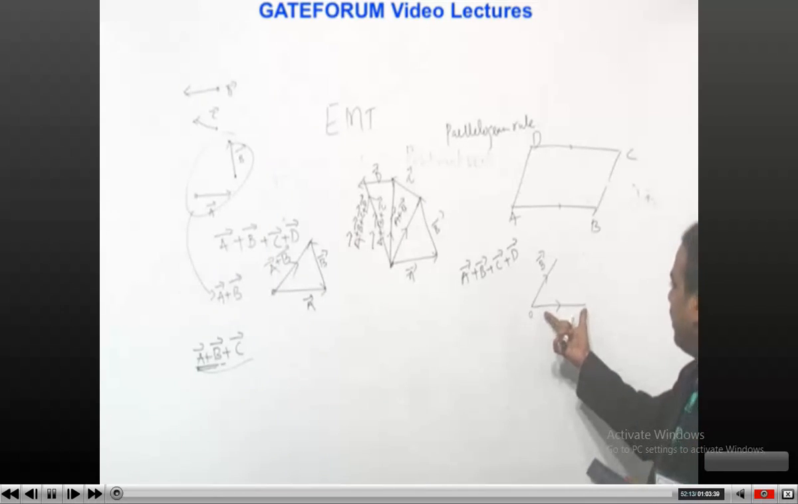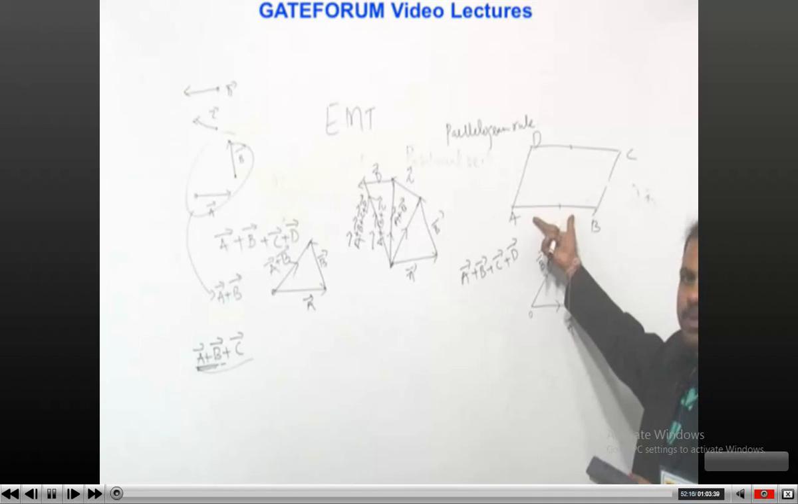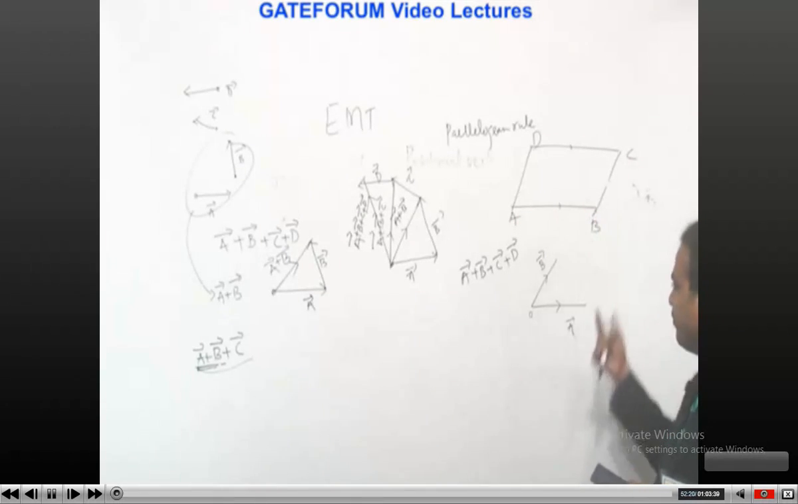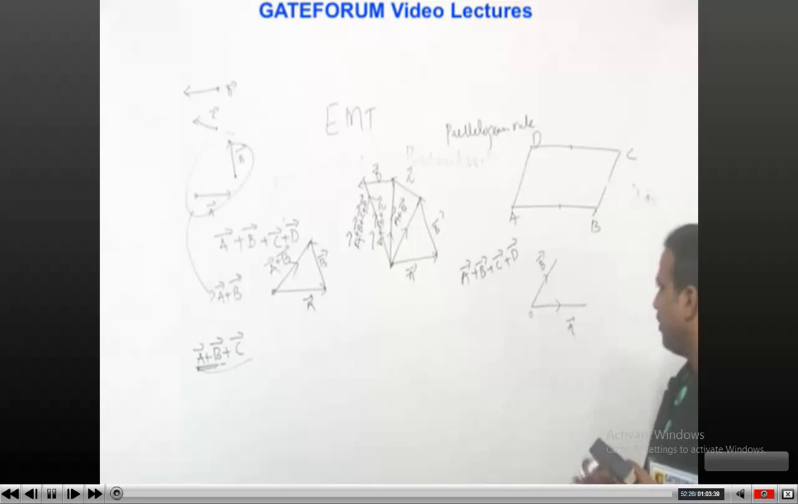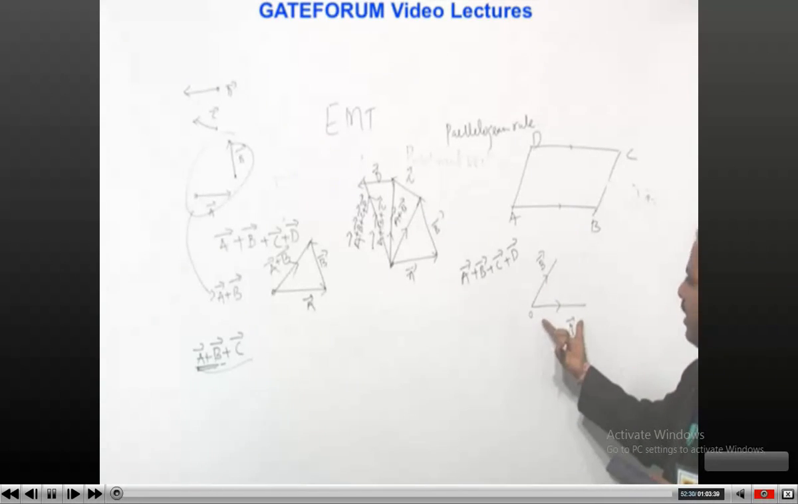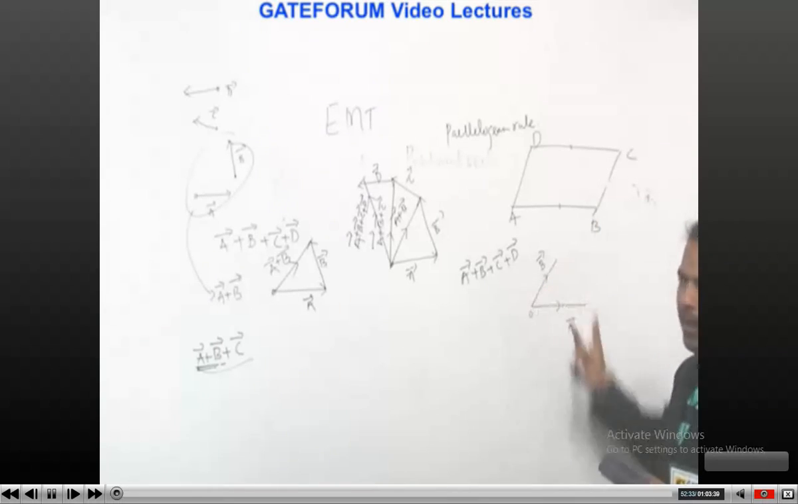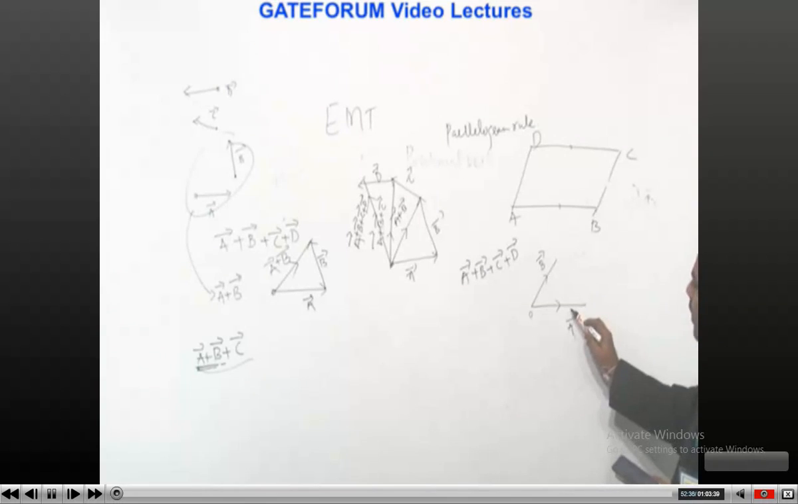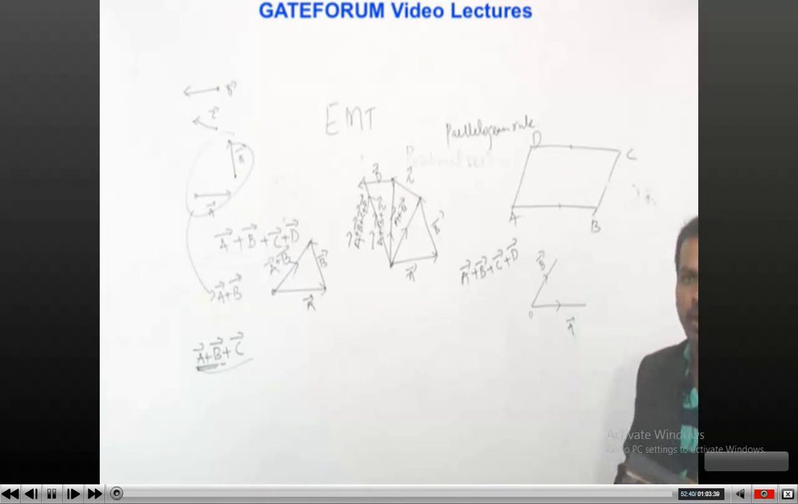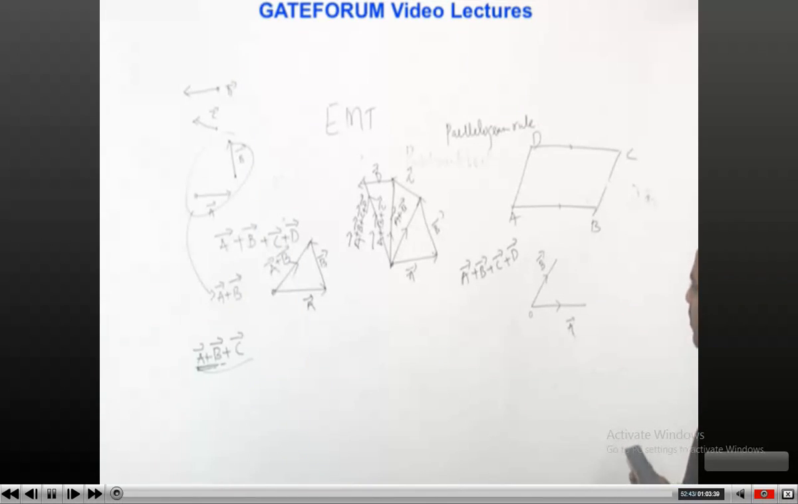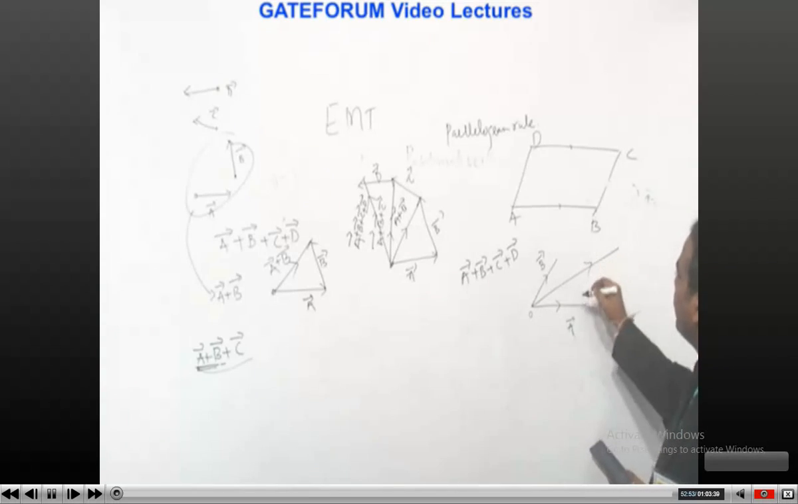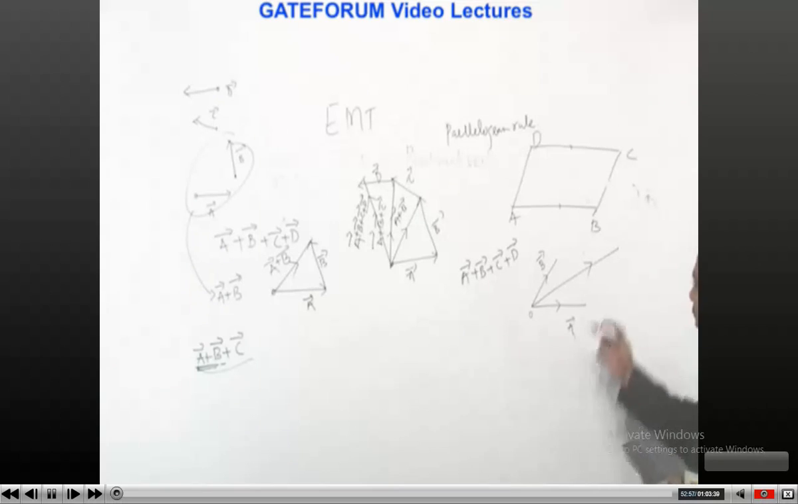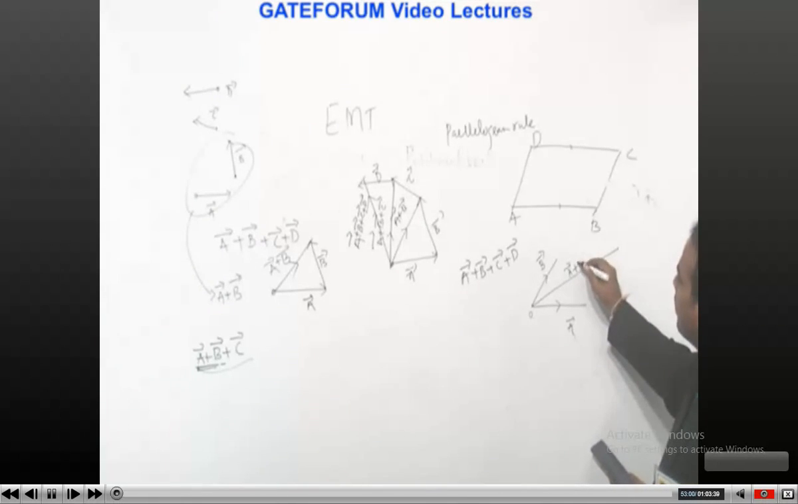That means the first vector I am taking is along one side of this parallelogram, along the length of AB. The other vector I am taking is along the side AD. Along the AB side, I am calling the vector A bar, and along the AD side, I am calling that vector B bar. So now we can say that these two vectors represent the two adjacent sides of this parallelogram. Simply, the diagonal which is coming out of these two adjacent sides is nothing but this one, which will represent our addition of the two vectors, A bar plus B bar.